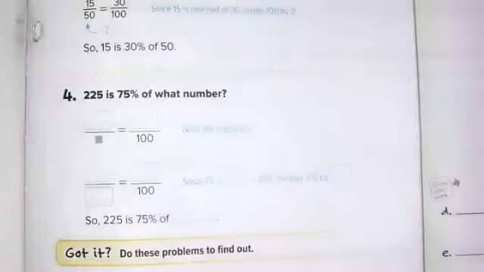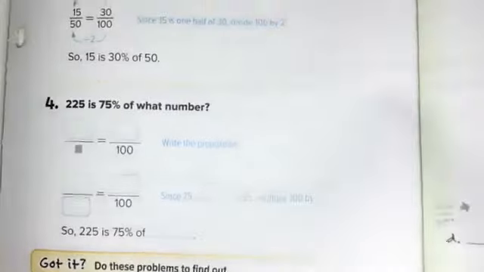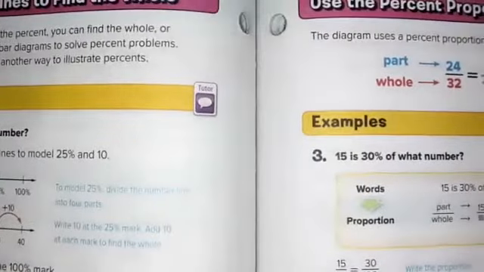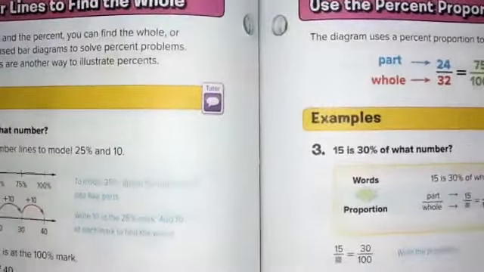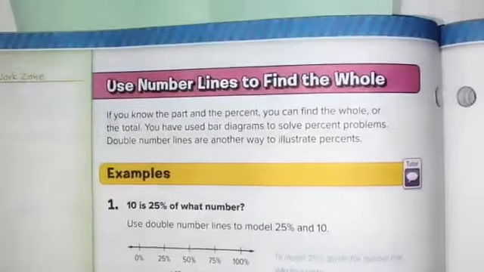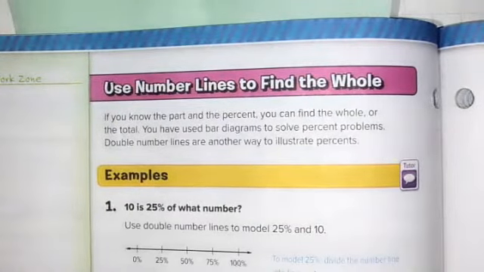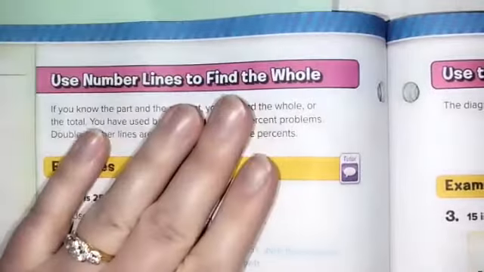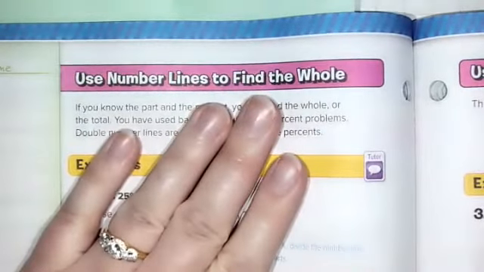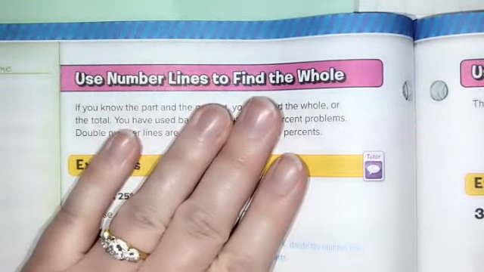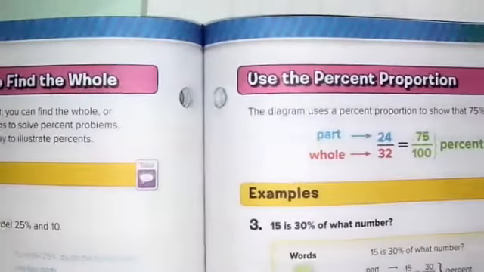Let's turn our page. Now we're going to look at two strategies to solve percent problems. The first one is on page 156, using double number lines to find the whole. And that's not my favorite strategy, to be honest, but it's a good one, and it's a very visual one, okay? And the second strategy is using the percent proportion.